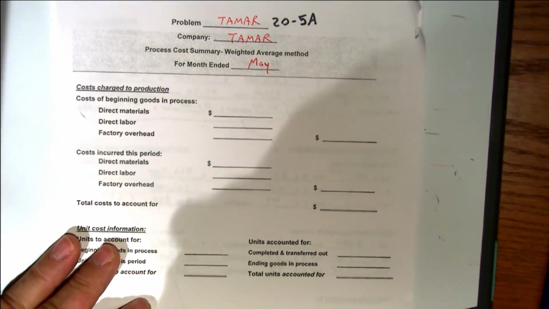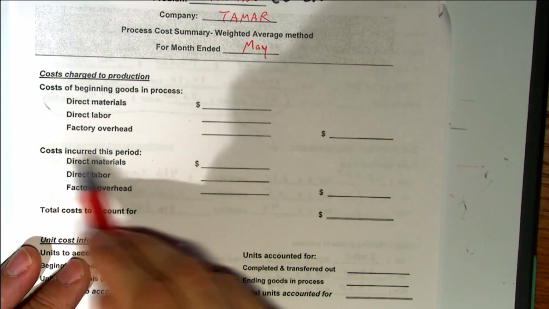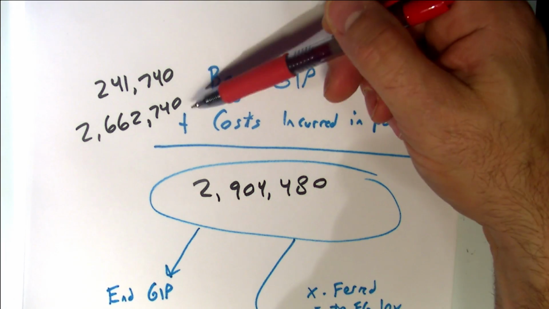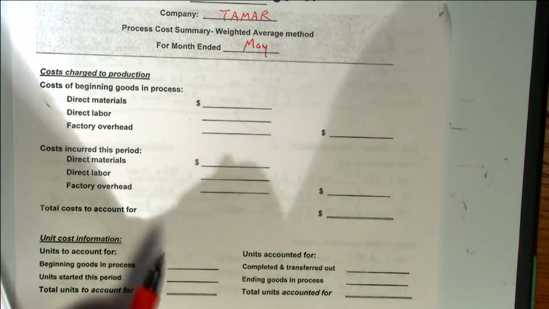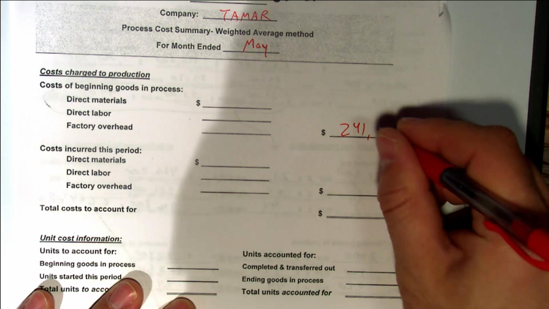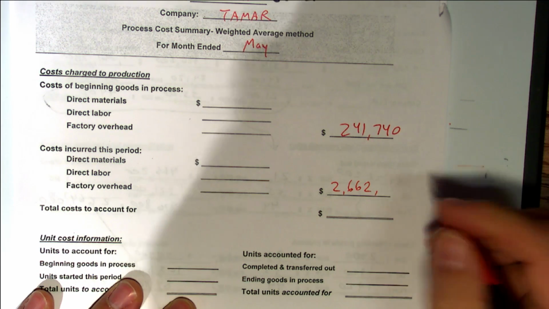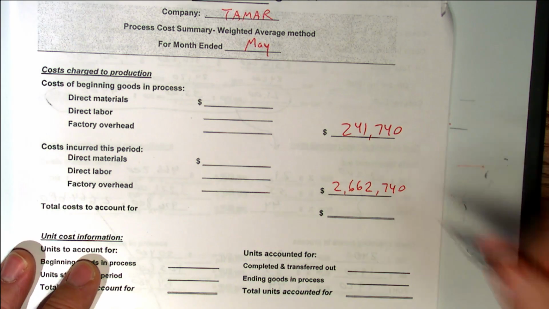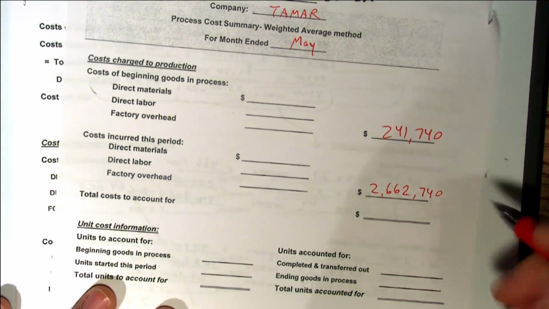Let's take a look at this. We know we need to do our cost charged to production for beginning goods in process and incurred this period. This is what we just looked at. These two numbers right here, beginning goods in process and cost incurred this period. So these numbers go right here: 241,740, and this is 2,662,740. And we know that those two amounts add up to 2,904,480. Is that correct?